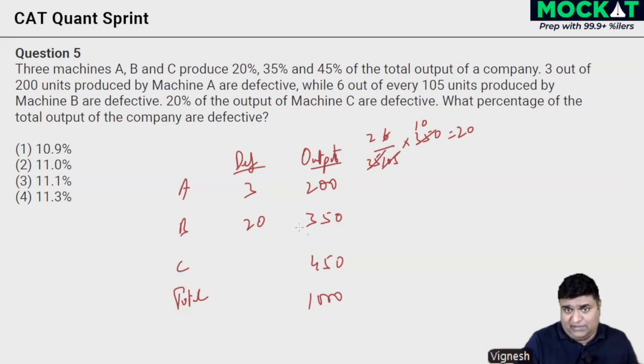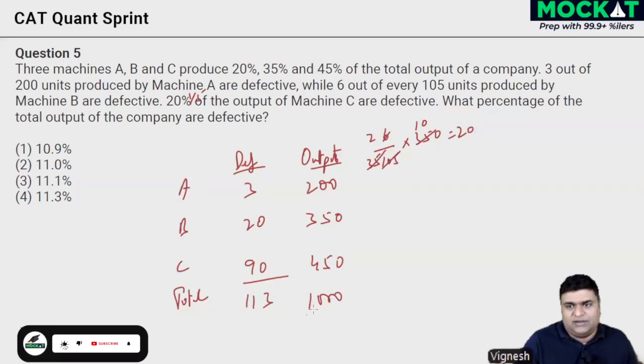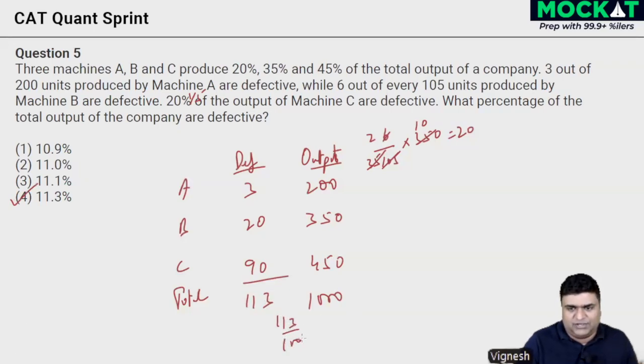And lastly, 20% of the output for C. And 20% we should know is 1 by 5. 1/5 of 450 is 90. We add these up, we get 1, 1, 3. 113 defective for every 1000. That means that's 11.3%, right? 113 by 1000 into 100%. Shouldn't be wasting time with all of these. Should know it is going to be 11.3%.